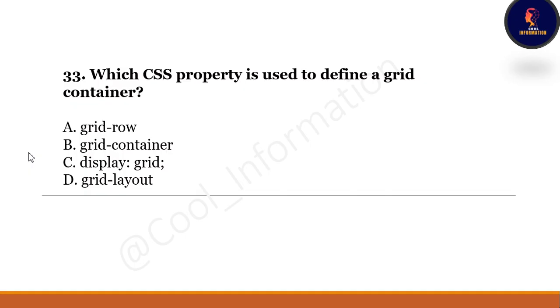Next question. Which CSS property is used to define a grid container? Option A, grid row. Option B, grid container. Option C is display grid and the last option is grid layout. The correct option is option number C, display grid. This property is used to define a grid container.